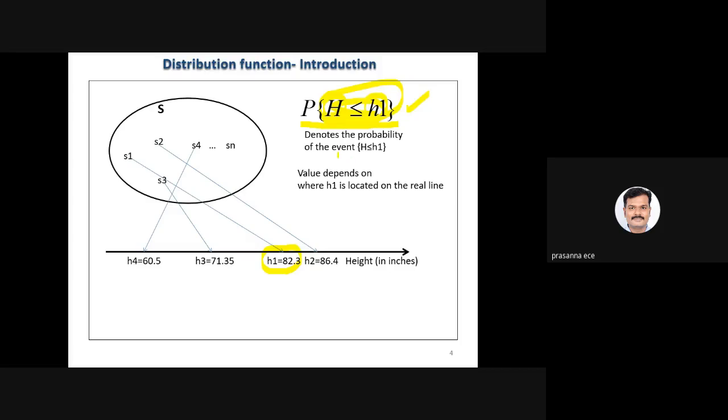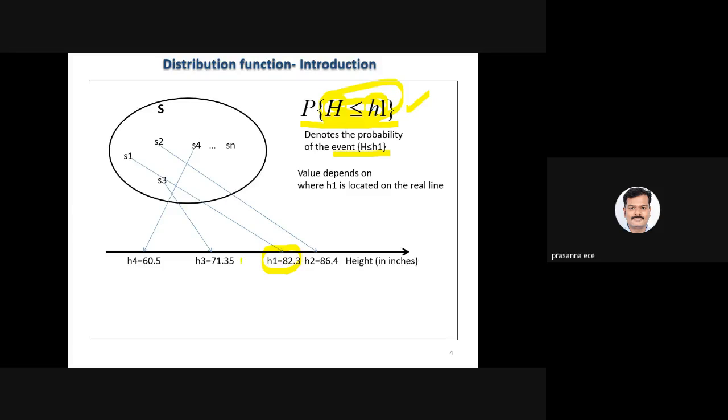Right. So it just represents an event. Okay, what is the event H less than h1? So now come back to the sample space. What is the event H less than h1? Is anyone? What is the event H less than h1?